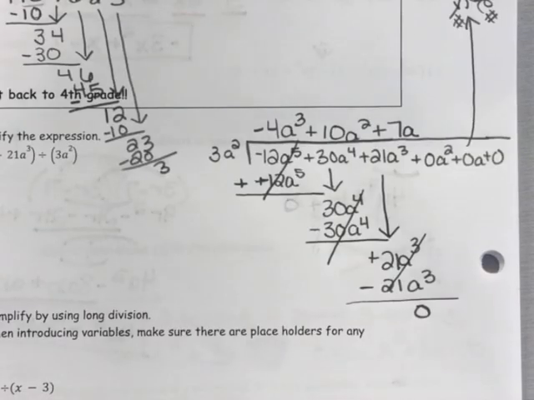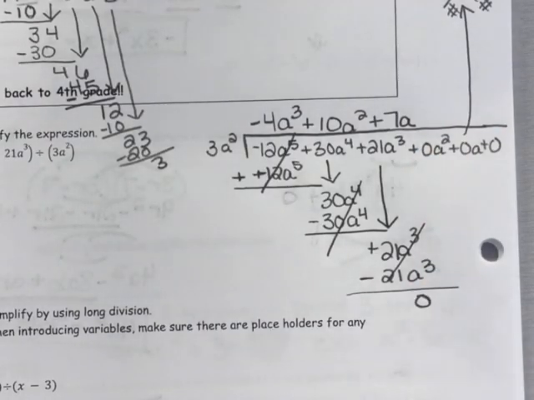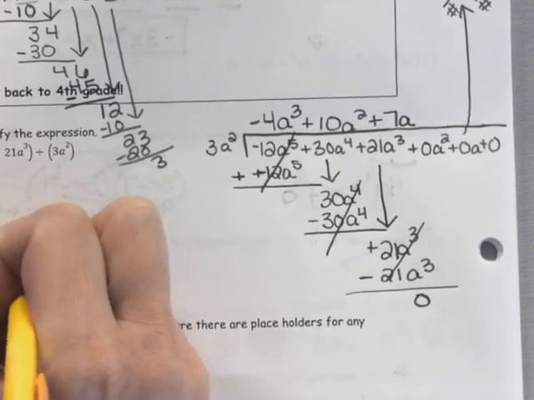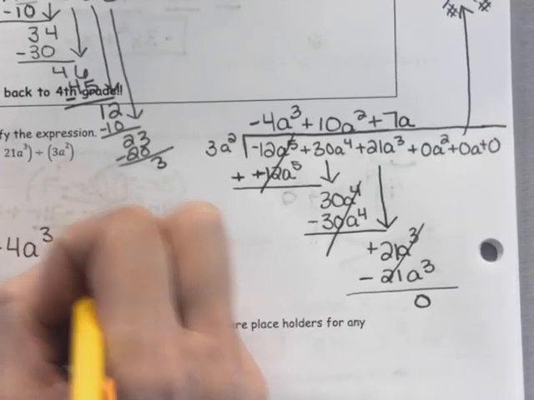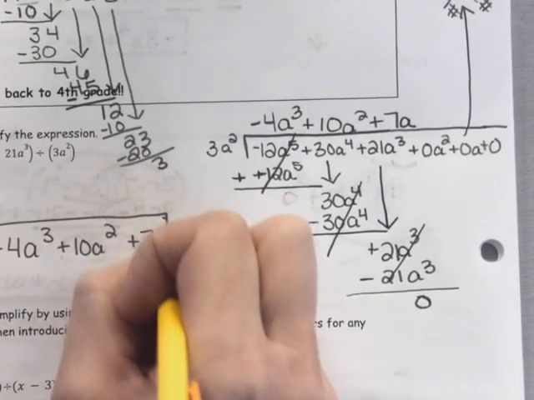Now, do you see how we put all these extra bonus terms over here? I don't need them if my remainder is 0. Had it been something else, 5, 6a, anything, then I would have had to continue going and dropping stuff down. But because we ended up with 0 and there's truly nothing left, how many times does this go into nothing? 0 times. So this would be our final answer. So if I do long division, my final answer is negative 4a cubed plus 10a squared plus 7a. And this would be my final thing.